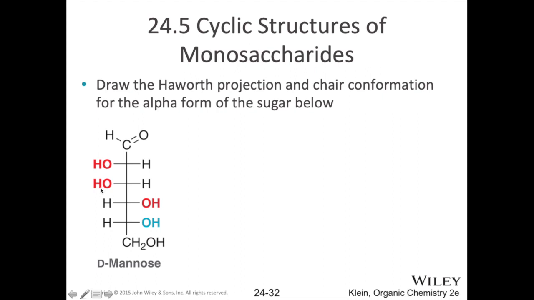So here we have a Fischer projection of D-mannose. Let's go ahead and draw the Haworth projection of this. When you draw the Haworth projection, draw the pyranose.